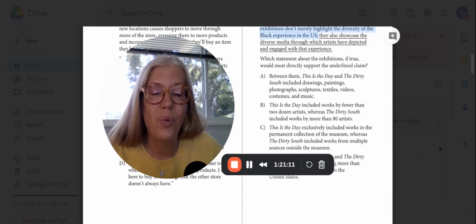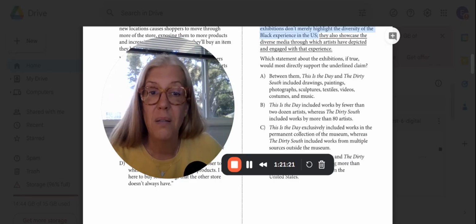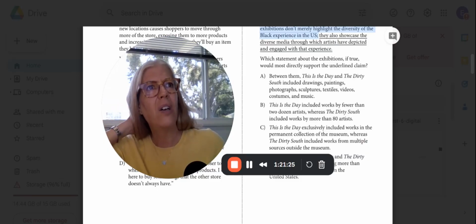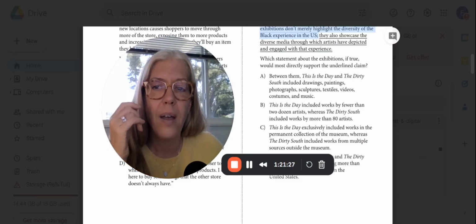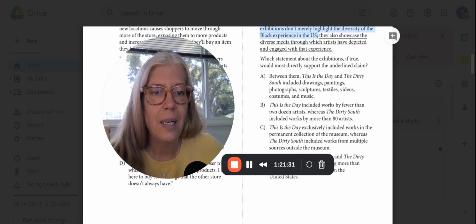So underline claim, which one supports it? Between them, This Is the Day and The Dirty South include drawings, paintings, photographs, sculptures, textiles, videos, costumes, and music. That's very diverse. I forgot about textiles, like dresses and that sort of thing, as art. The Met Gala, that's an example. So absolutely, I like A.